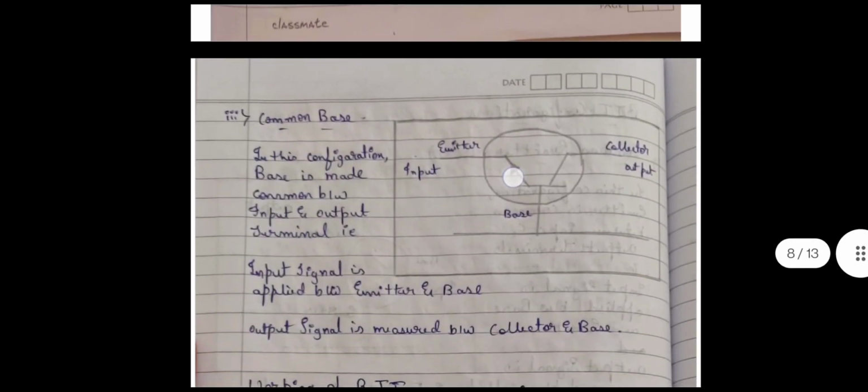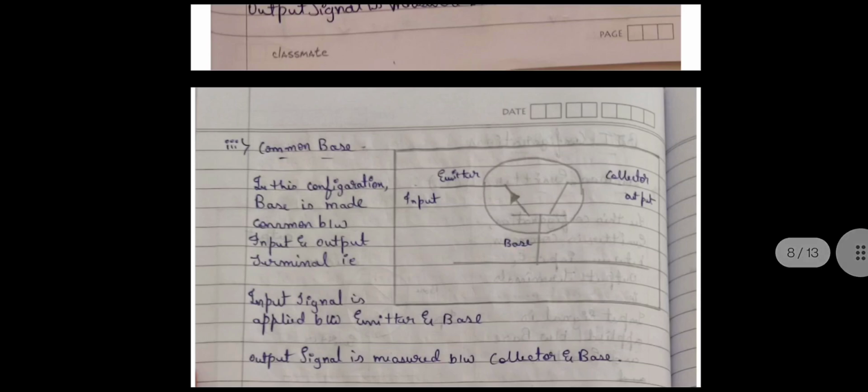And the last type of configuration is the common base configuration. In the common base configuration, the base will be made common for both the input signal and the output signal. In this configuration, the base is common between input and output terminals, the input signal is applied between the emitter and base junction, and the output signal is measured between the collector and base junction.